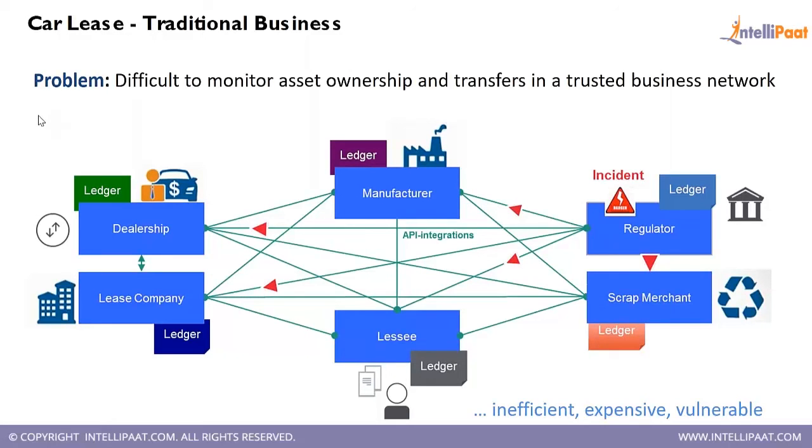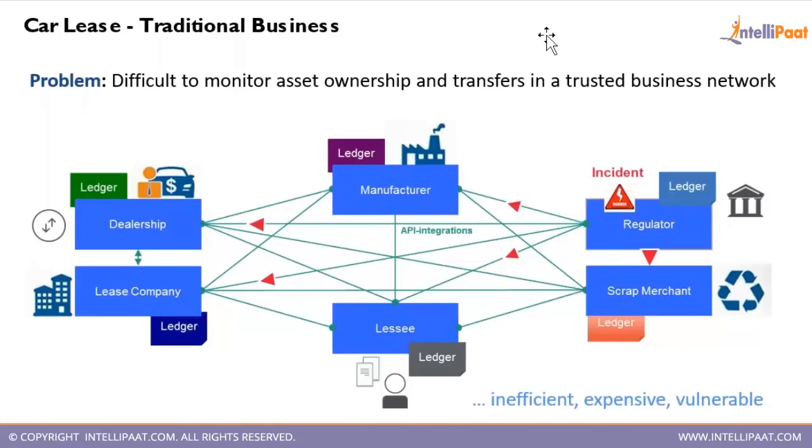What I was talking about earlier: what is actually happening here is that we have multiple participants, including the regulator. If a manufacturer wants to manufacture certain cars of a certain type and make, he will request the regulator. The regulator would approve that order for that make and car, and issue the unique vehicle identification number.